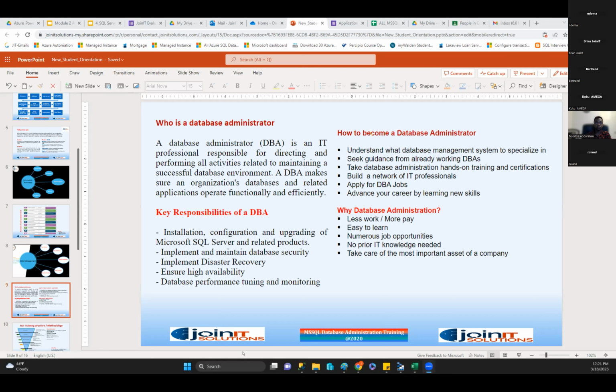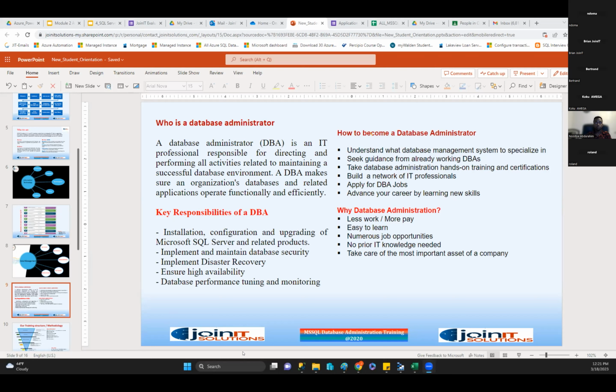So when we say database administrator, let us start by breaking this word, database. You see that it is divided into two: one is data and the other one is base. We will say that the base is where the data resides, right? So every data is residing in a database.